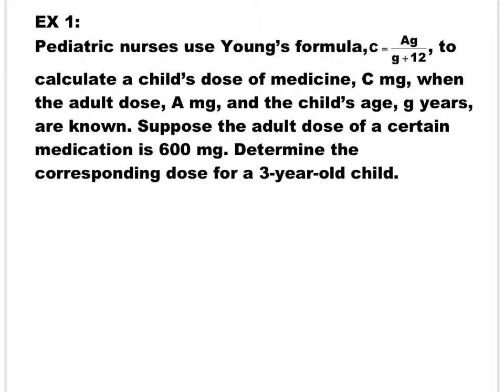The first example, we have a formula given by C equals AG over G plus 2, where C is the amount of dosage of medicine that you will give to a child based on the following variables. First, A is the amount of medicine that you give to an adult of the same medicine. G is the weight of the child, and 2 is a constant.